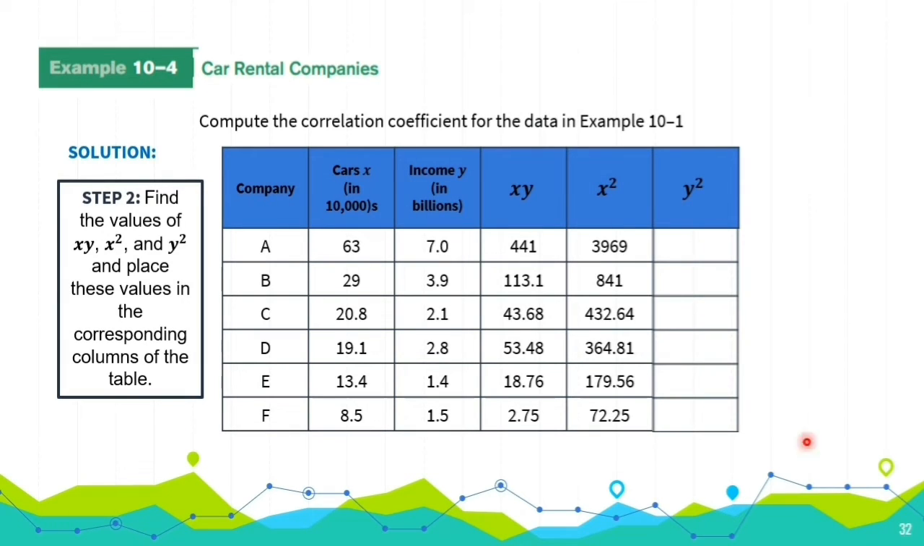And for the last column, we have y squared. It is only the squared of y. And the y here is the income in billions. So 7.0 squared is equal to 49.